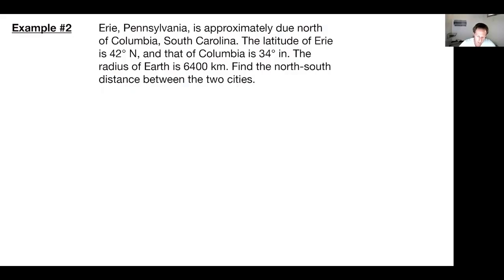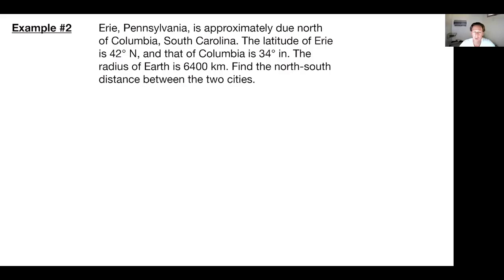So we got Erie, Pennsylvania, irrelevant, is approximately due north of Columbia, South Carolina. Again, irrelevant. But here comes the math, and how do I know that? I see numbers, right? So the latitude of Erie is 42 degrees.